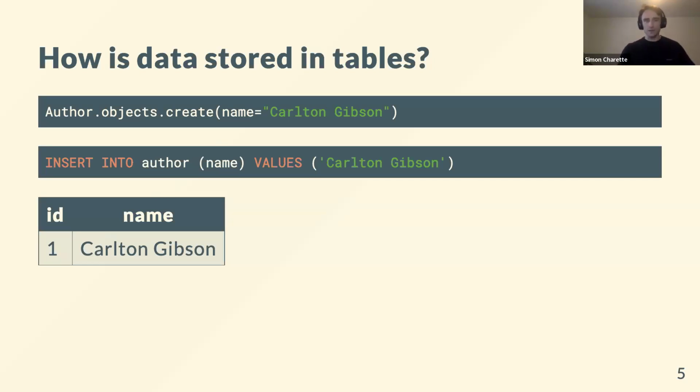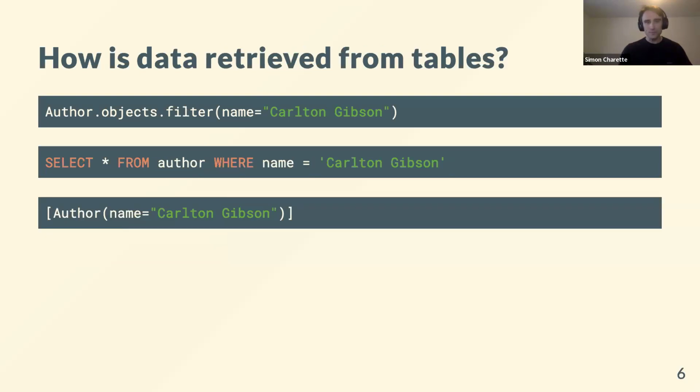Again, you can see that there's a bit of similarity here, right? You see that the model name is mapped to the table name, and the name column is listed among the columns that are going to be inserted, and the literal value, Carlton Gibson, a well-known Django contributor, is passed as a literal value in the SQL query.